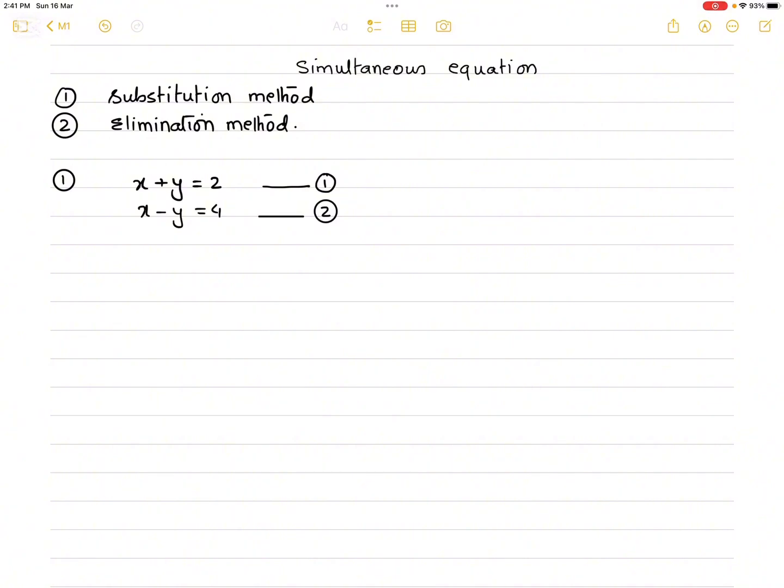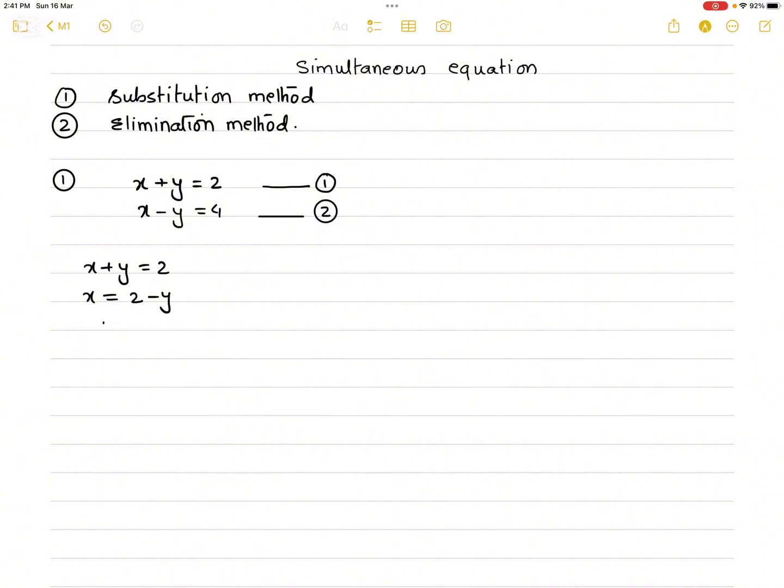Let's pick equation 1 and make x or y the subject. Suppose I pick equation number 1, x plus y equals 2, and I want to make x the subject. I can also isolate y. So let's start with making x the subject. So x would be equal to 2 minus y. Put this value of x, 2 minus y, in equation number 2.